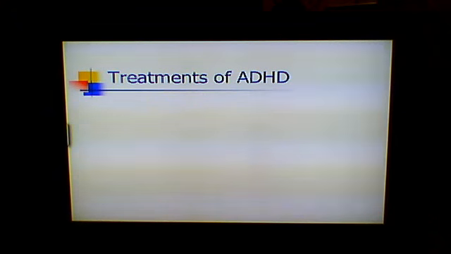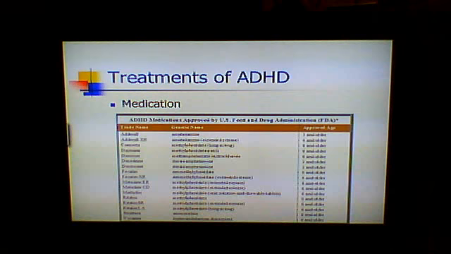Treating ADHD. Because prescription medications are widely used to assist in the management of hyperactivity, many parents of children with ADHD seek help from doctors first. The chart shows the number of FDA-approved medications that can be prescribed for children with ADHD.